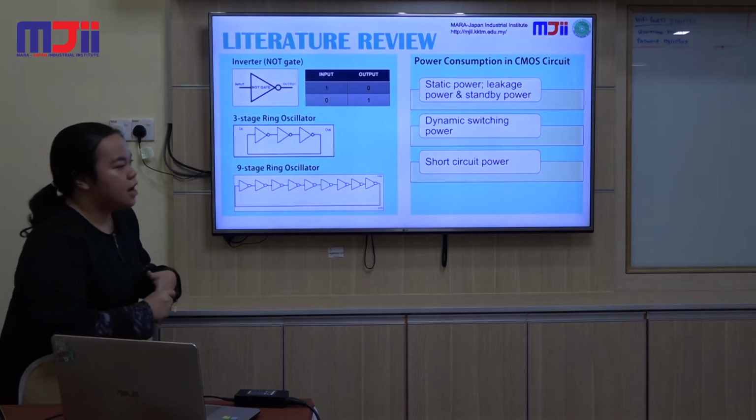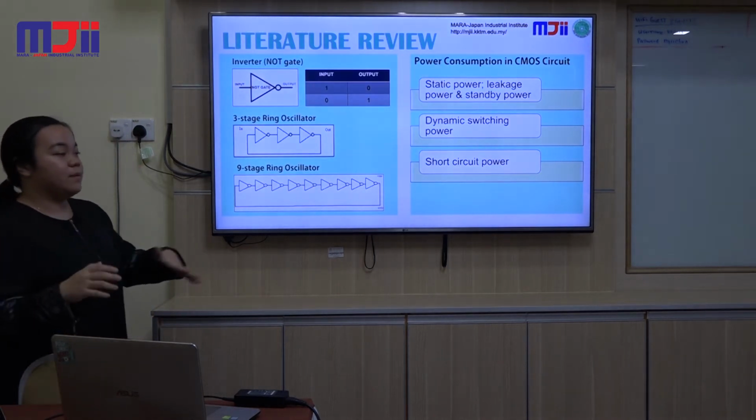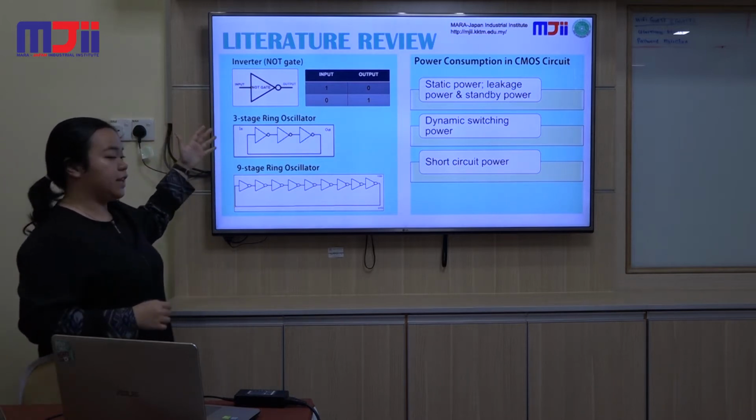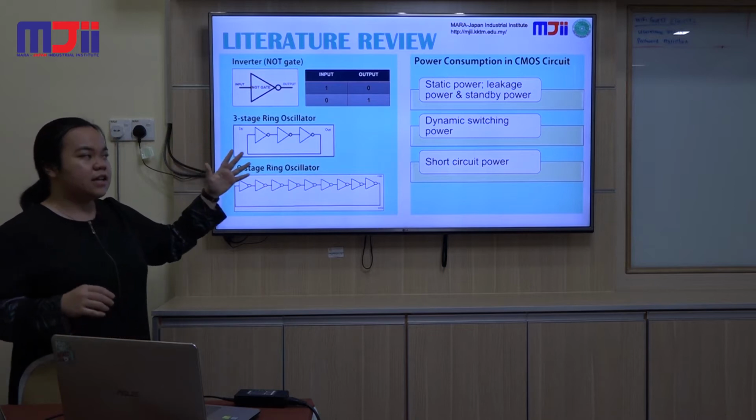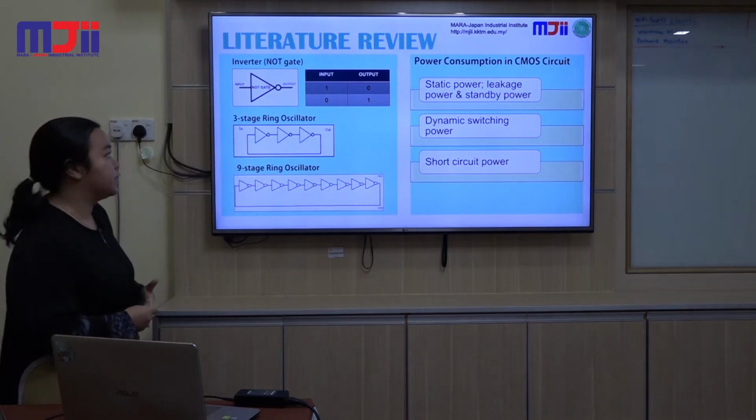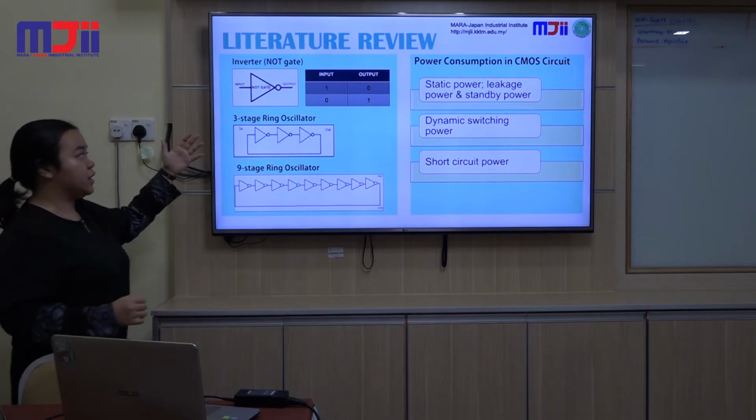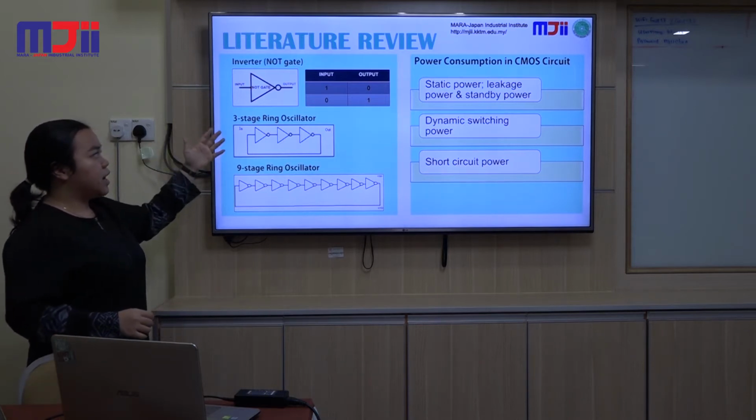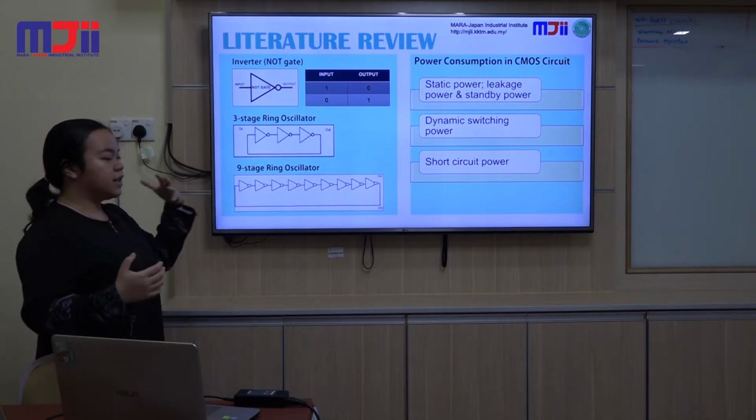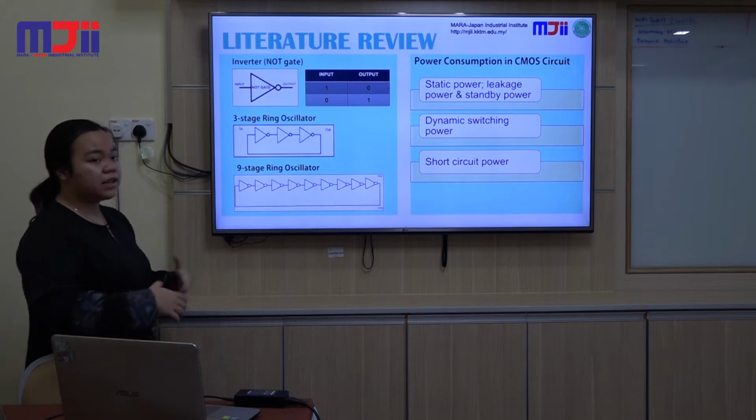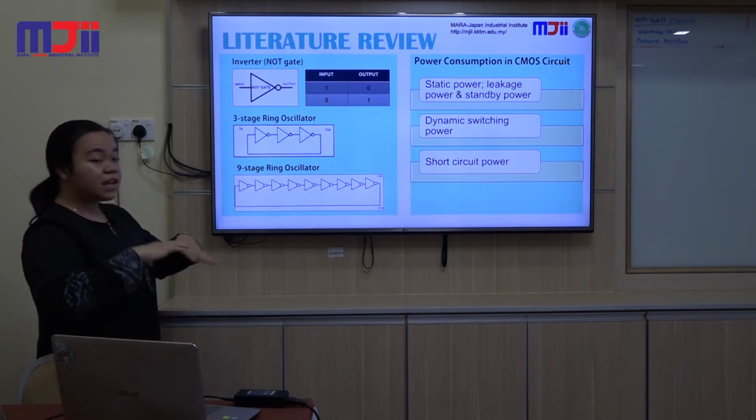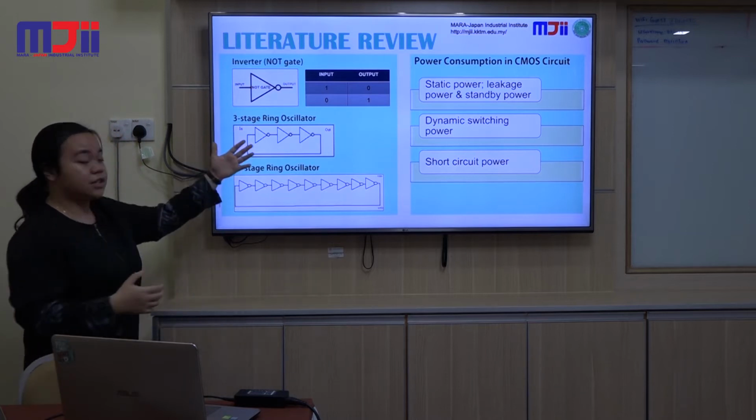Essentially, I'm going to explain what my project is about. This is the most basic structure, the inverter NOT gate, and the inverter is what is contained in my ring oscillator. Let me explain first about my inverter. This is the symbol of the inverter. It has an output and an input. It has a very direct function: when the input has a high voltage level, the output has a low voltage level. It has an opposite operation. And this is the truth table.